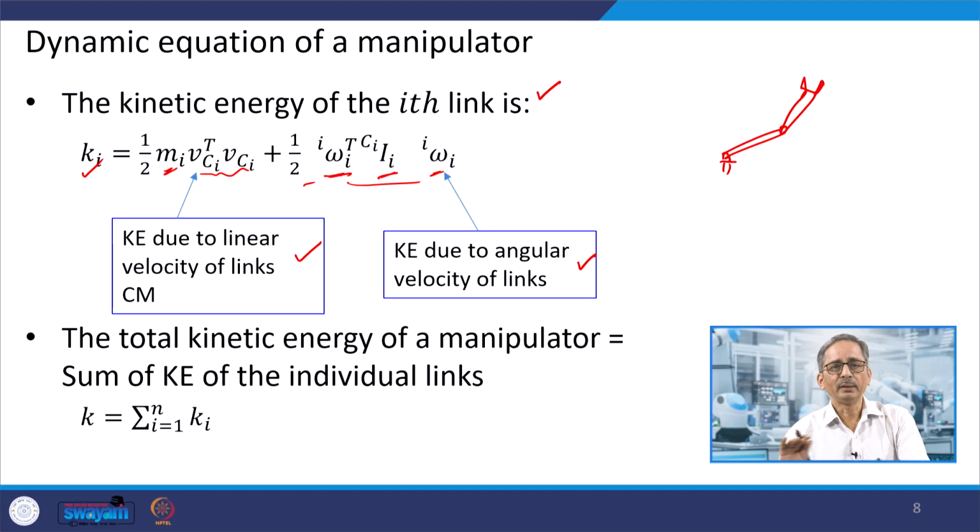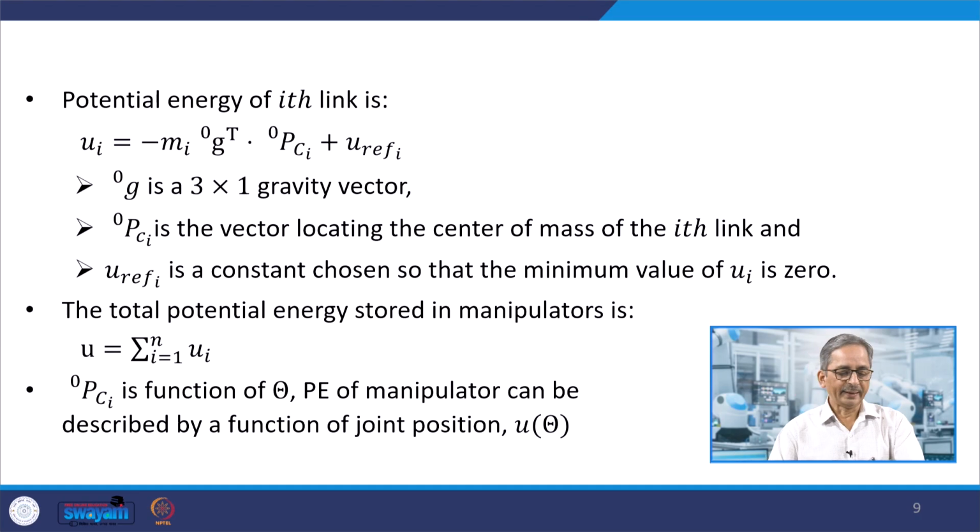So for one link we have the translatory kinetic energy and the kinetic energy due to rotation. Then we can find the total kinetic energy of the manipulator, which is the sum of the kinetic energy of the individual links. I can take the summation from i equal to 1 to n if my manipulator has n links.